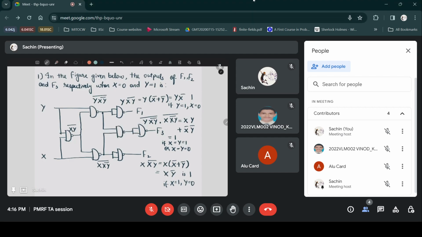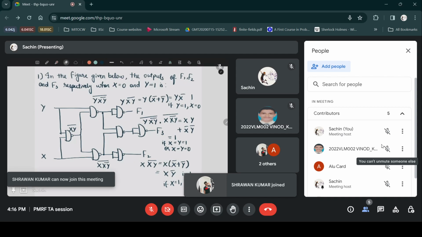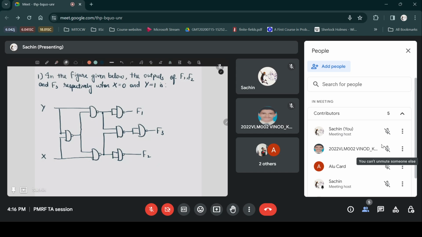So the first function, well, I'll explain everything again since two more people joined. So this is the question. The figure given below, the outputs of F1, F2 and F3 respectively when x is equal to 0 and y is equal to 1 is, and this is nothing but a single bit magnitude comparator.